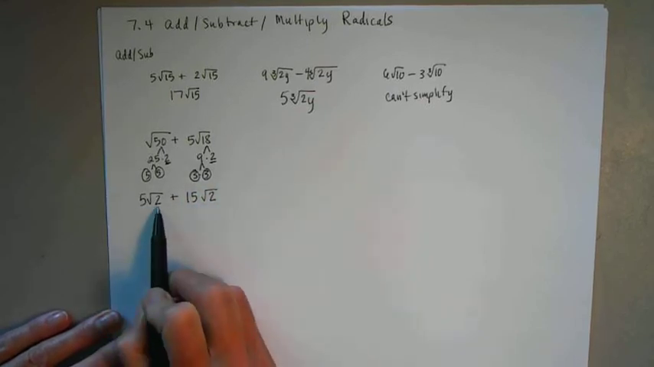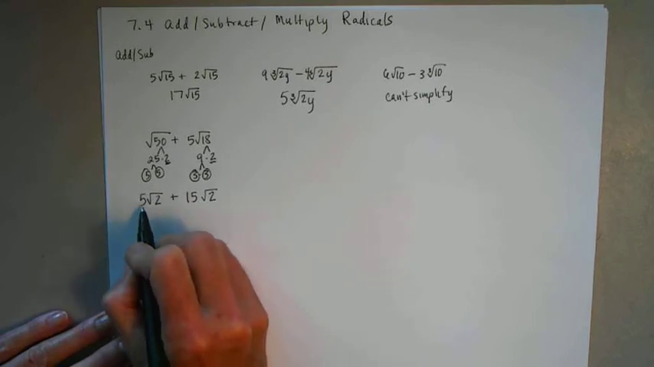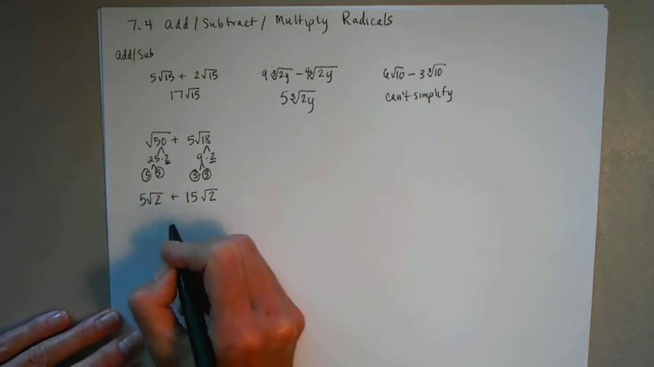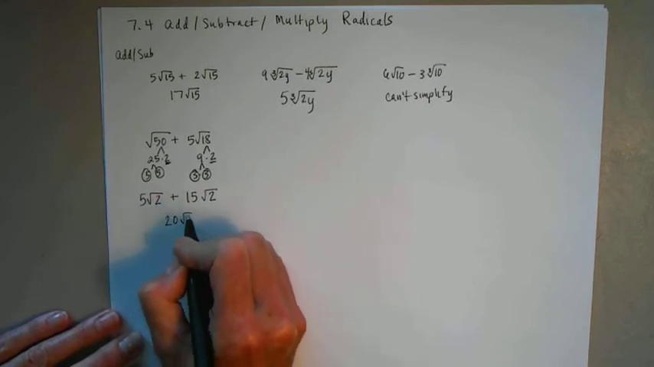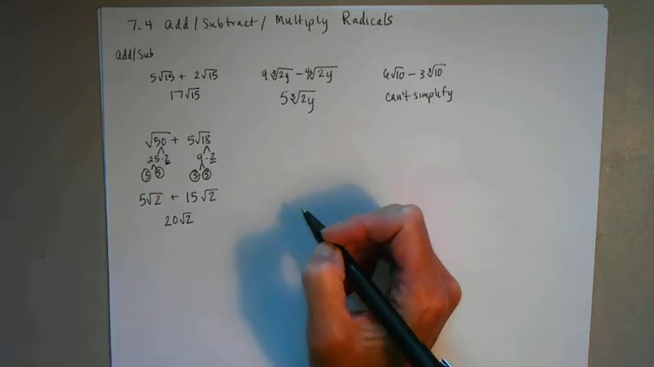And now they have the same radicand and the same root. So I can combine them. 5 root 2s plus 15 root 2s gives me 20 root 2s, okay? Let's try this one.